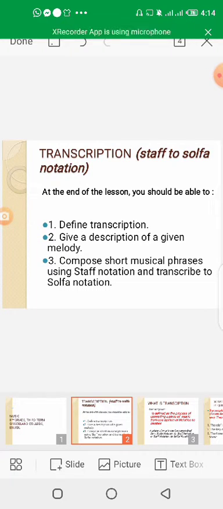At the end of this topic, you're supposed to be able to define what transcription is. You're also supposed to be able to give a description of a given melody. Then finally, you're supposed to be able to compose a short musical phrase using staff notation. And also, you should be able to transcribe the musical phrase into solfa notation.